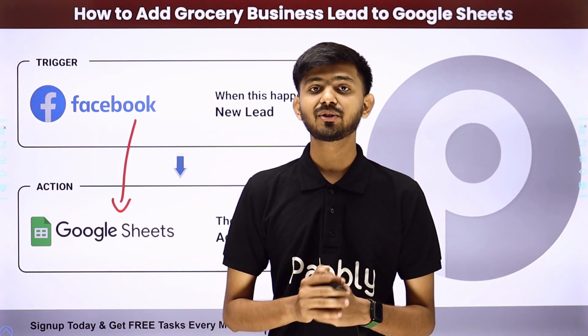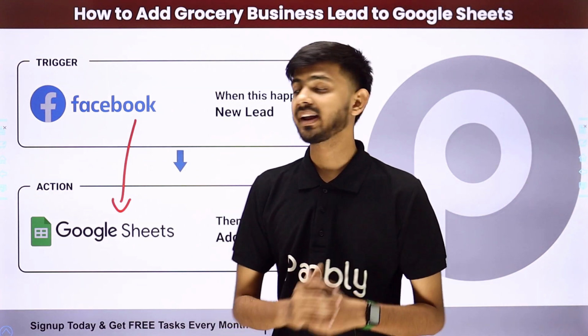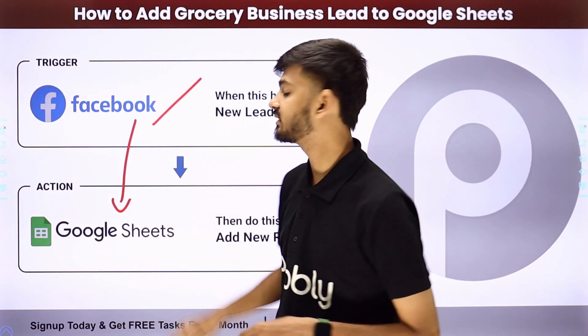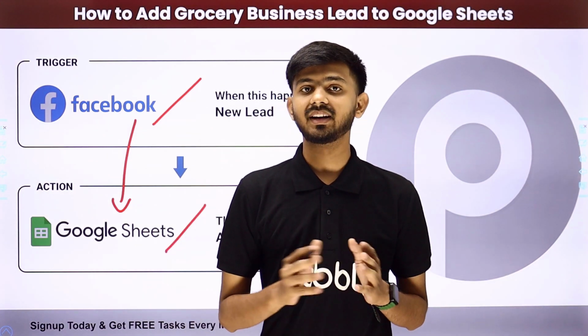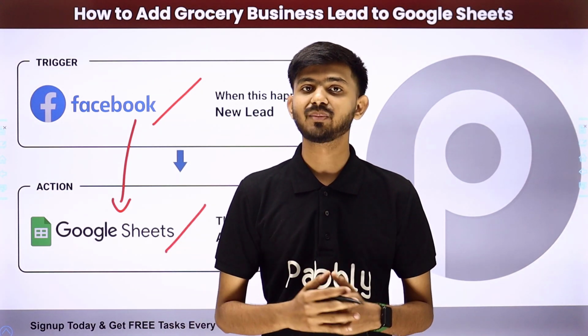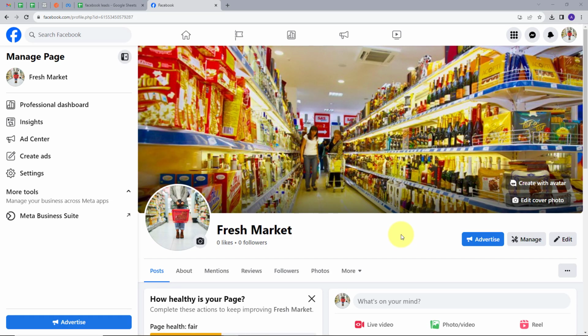In Pabbly Connect, I am going to use a trigger and an action. In the trigger application, I'm going to use Facebook lead ads. In the action application, I'm going to use Google Sheets. So how am I going to create this integration? For that, let me take you to my computer screen. I hope you can all see my computer screen.